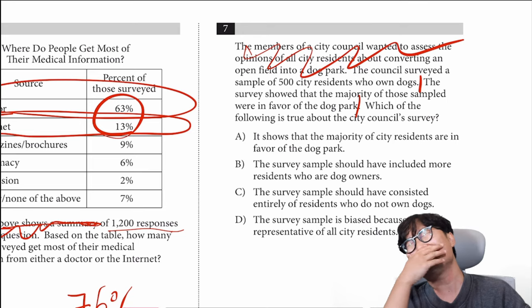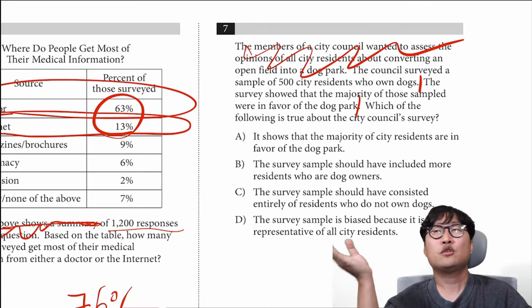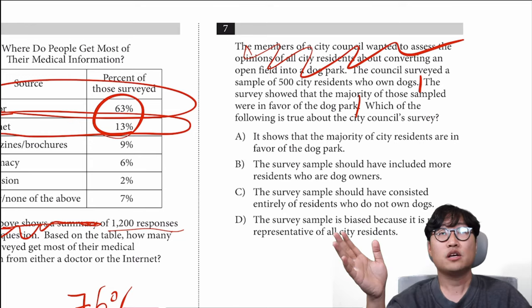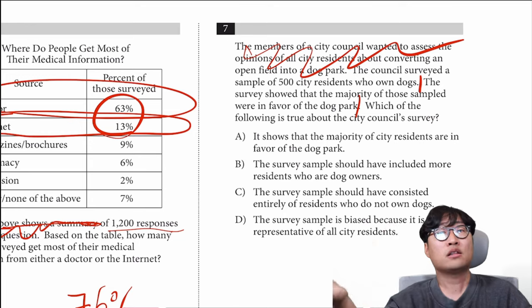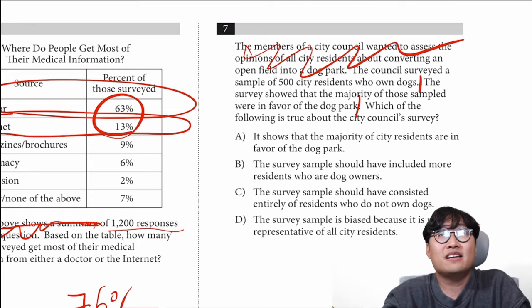Well, first of all, if you look at this question, just think about what question they're asking, and to what kinds of populations. They're literally asking people who have dogs. So clearly animal lovers, dog lovers, and they're asking, should we have a dog park? Yeah, they're going to say yes, right?